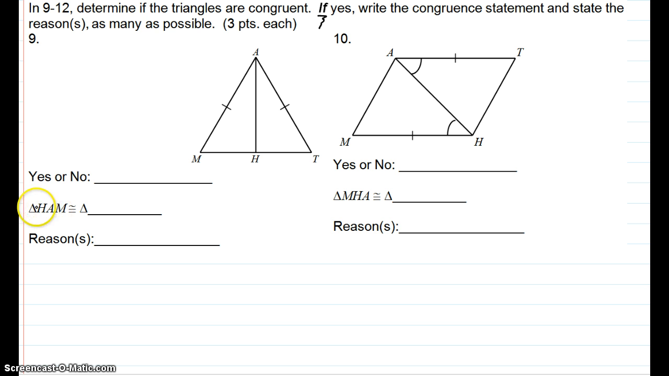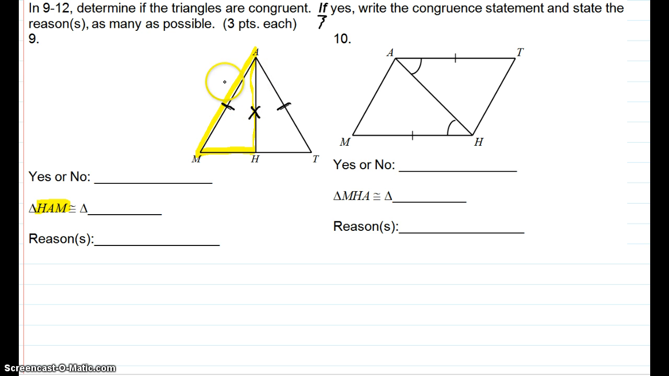And so we have triangle HAM. We want to see, is it congruent to the triangle on the right? So the one thing we know is that this side is congruent to this side. It's already marked. The other thing we know is that they share this side, AH. So we can mark this.